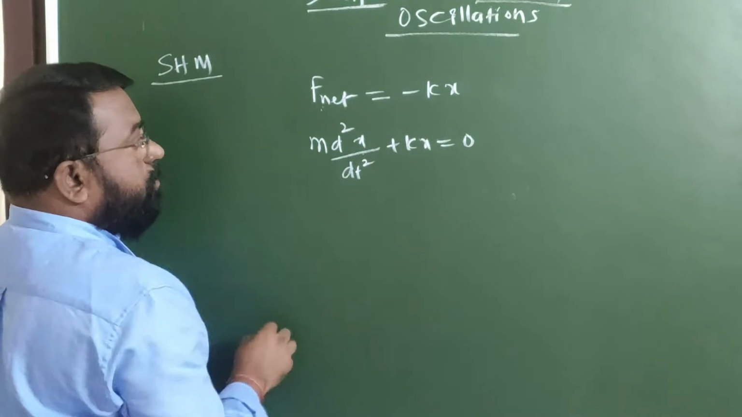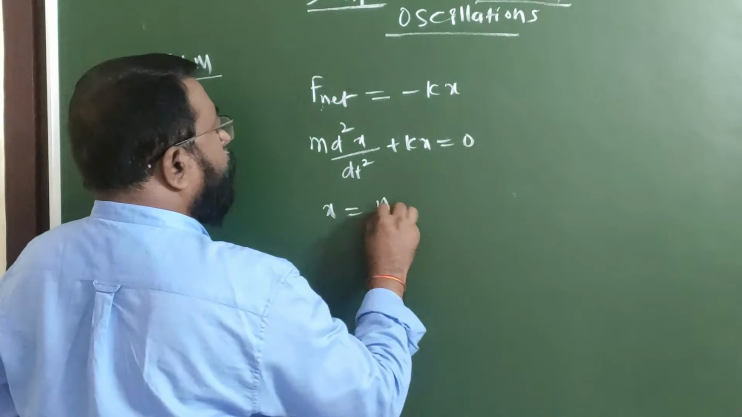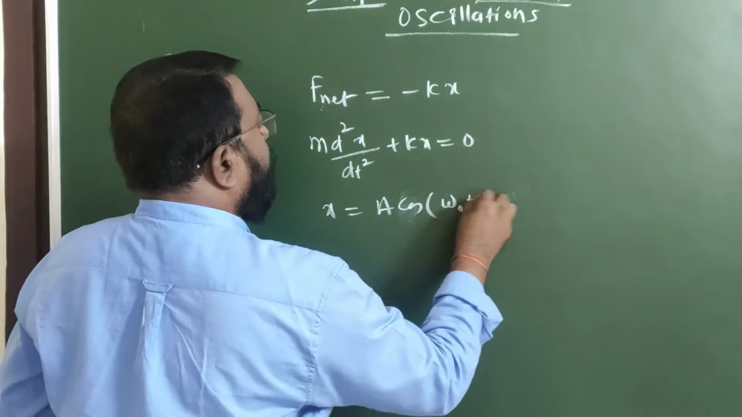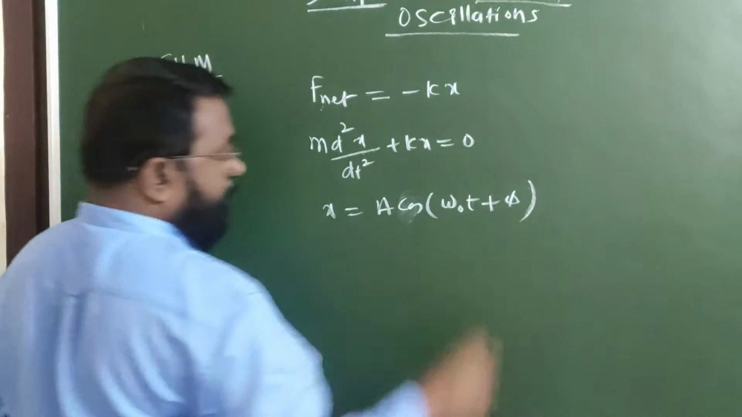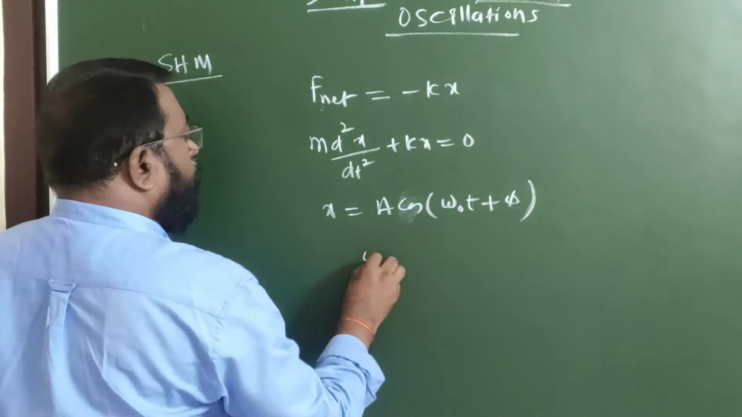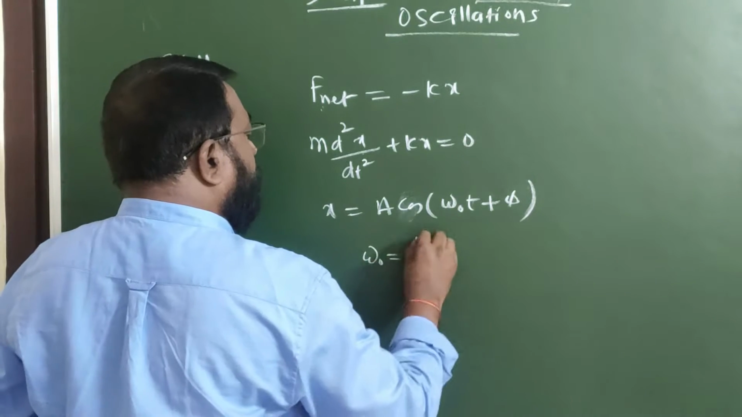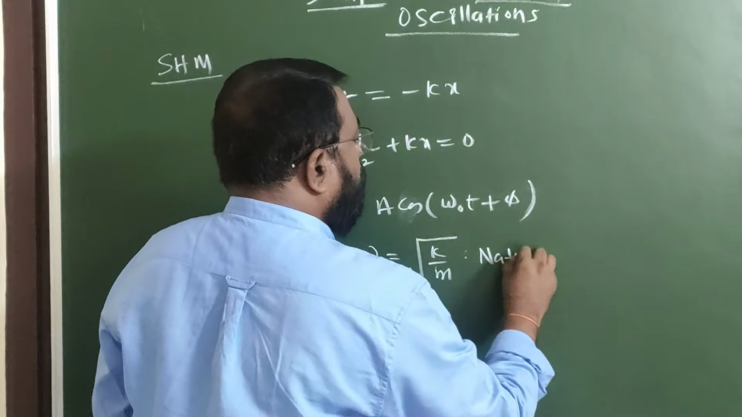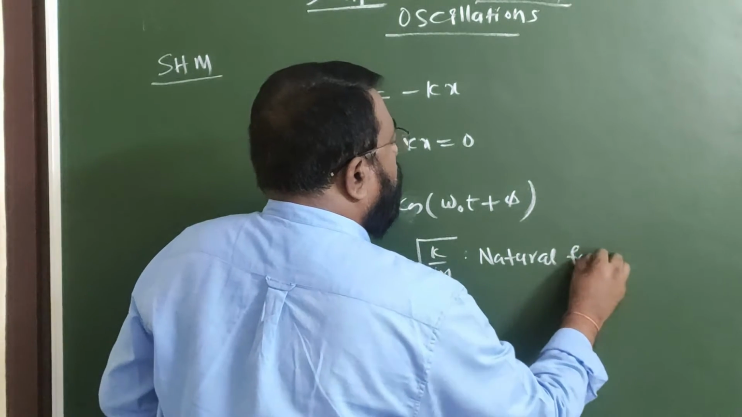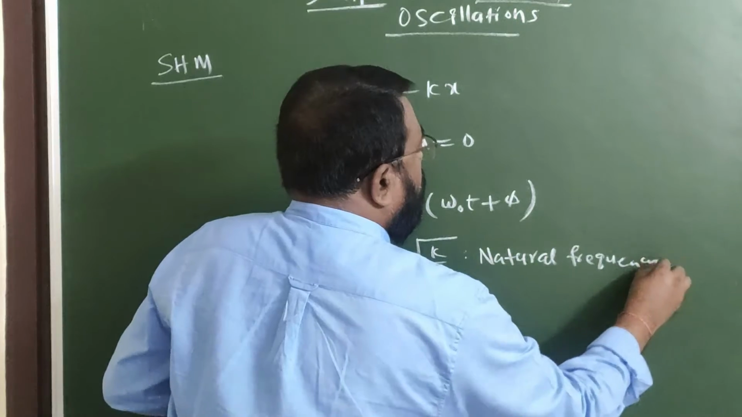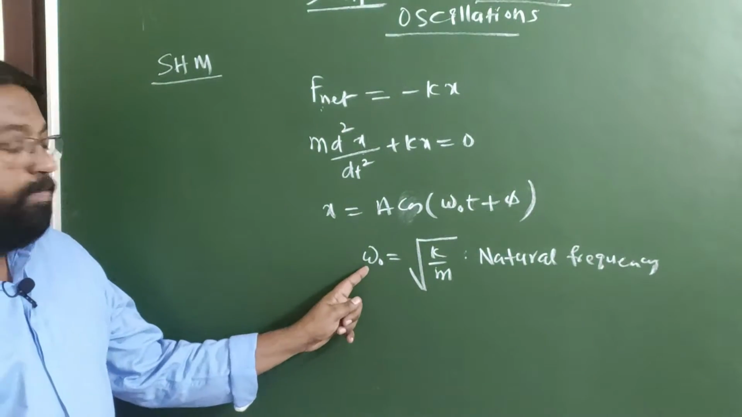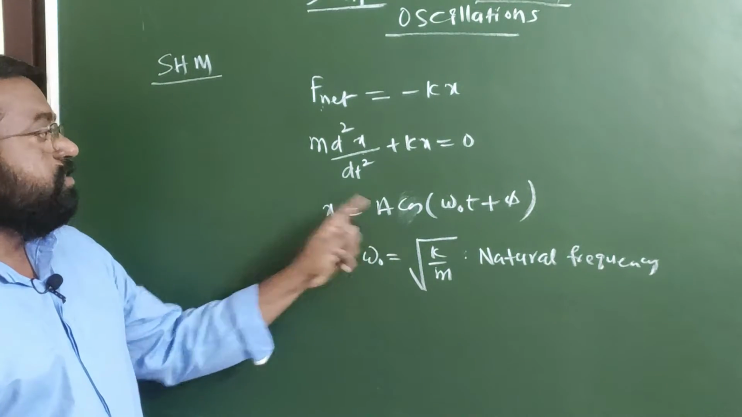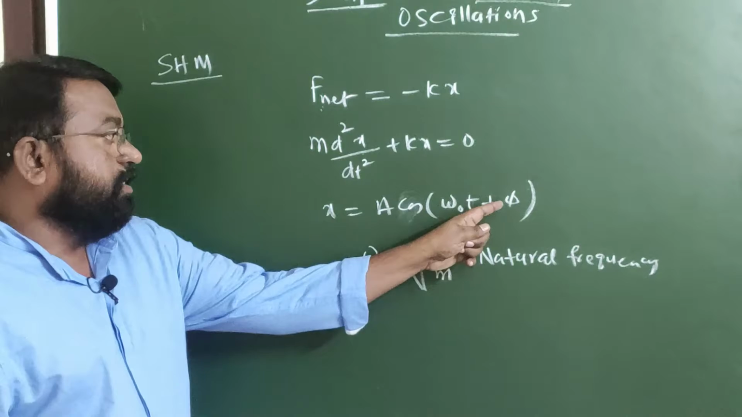The solution for this equation is x is equal to A cos(omega naught t plus phi). Here omega naught is equal to square root of k by m, it is called the natural frequency. A is the amplitude and omega naught t plus phi is the phase.